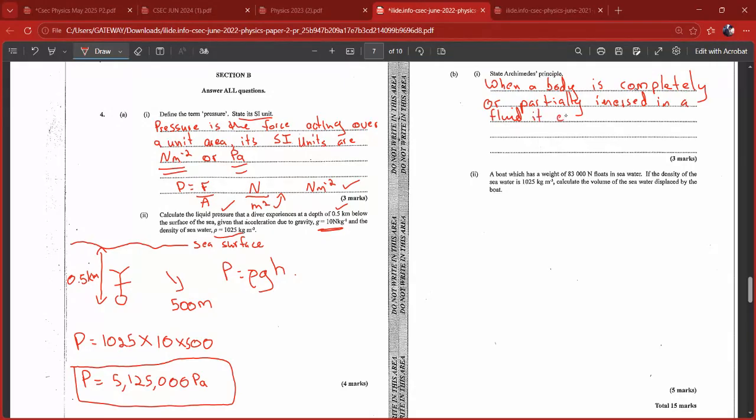it experiences an upthrust equal to the weight of the fluid displaced, right?